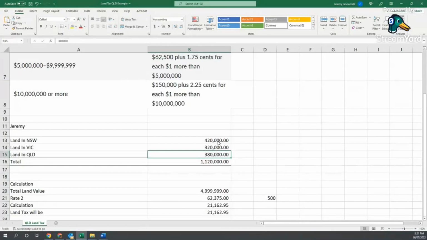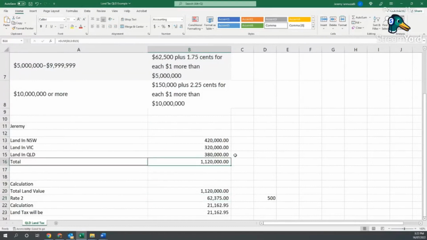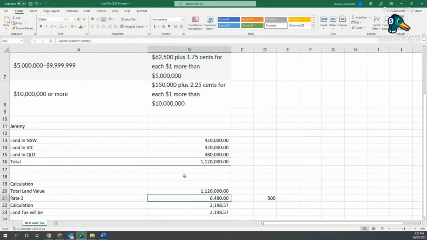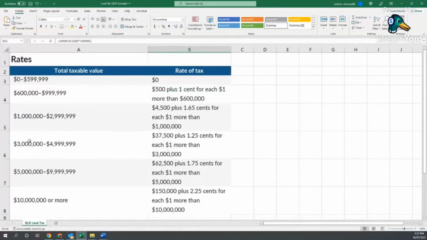But for this example here, Jeremy has 420 worth of land in New South Wales, 320 in Victoria, and 380 in Queensland. So in essence, Jeremy has $1,120,000 worth of land value around Australia. But my Queensland land value is only worth 380,000. So under the old scheme, 0 to 600,000, Jeremy was paying no land tax for his properties in Queensland. All right. So under the new scheme, because my land in Australia exceeds the $1 million threshold, which we can see here, I need to pay a premium of $4,500 plus 1.65 cents for every dollar more than $1 million.